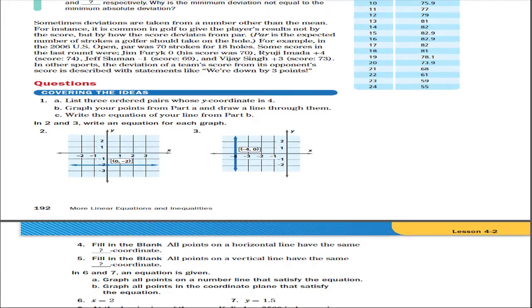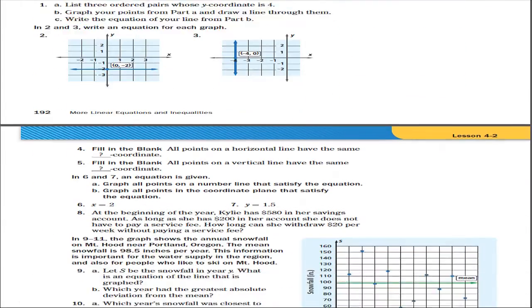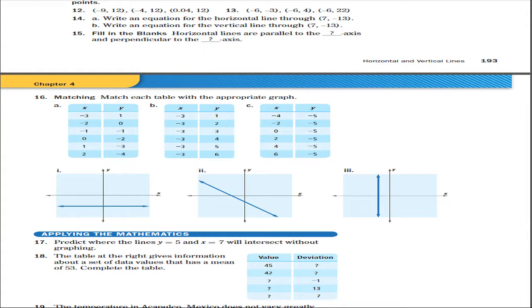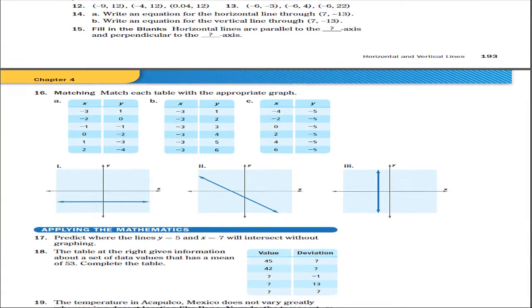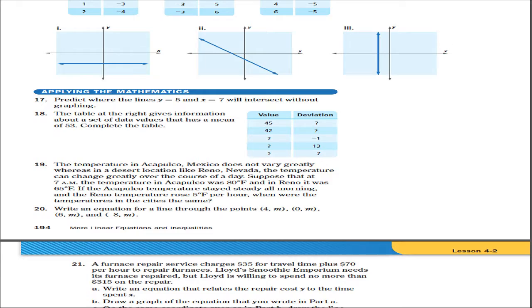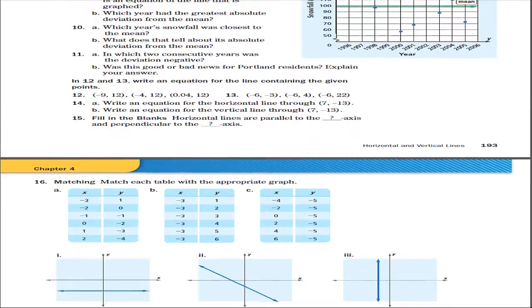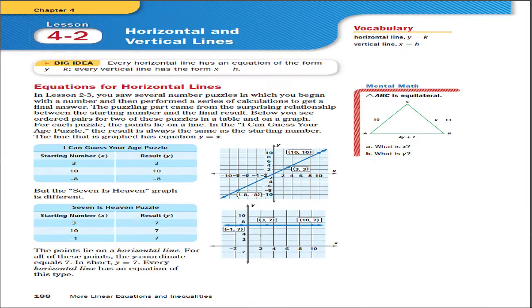Your assignment is covering the ideas and applying the math. There's definitely some graphing in this one. Again, remember to use your ruler, use graph paper, do this neatly, do it completely. Looking forward to hearing if you have any questions and also seeing how you do on the mastery quiz. I will carry on with some examples in just a moment.